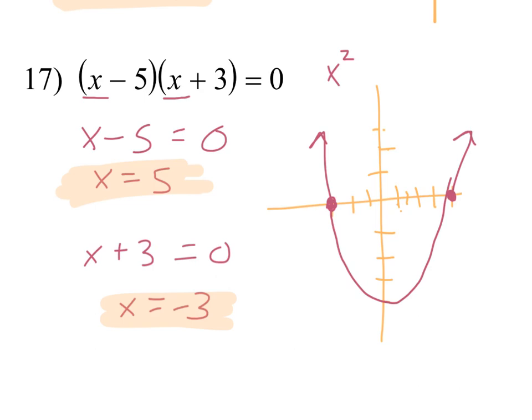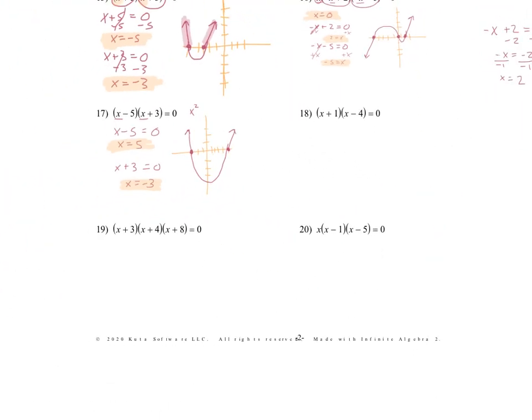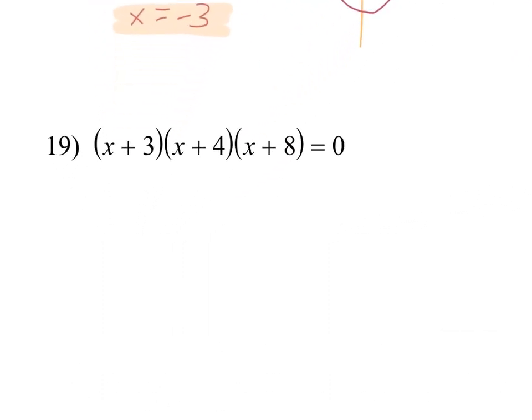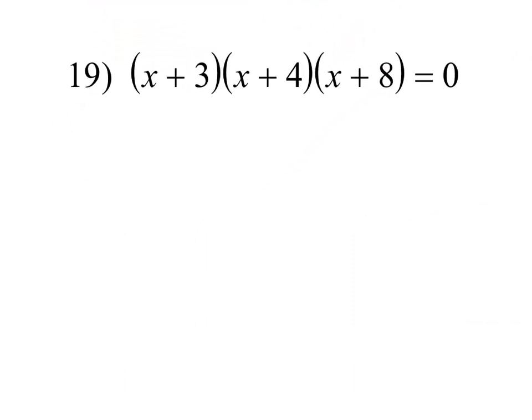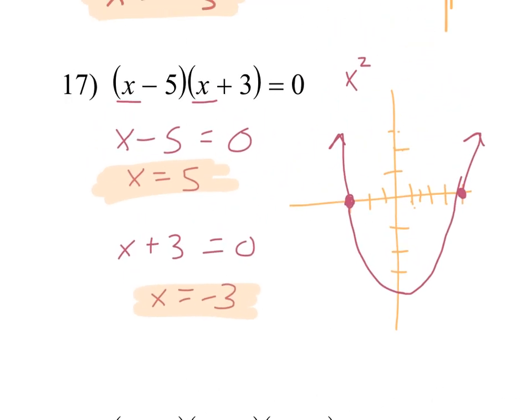Ready for the next one? Let's skip 18 because it's the same thing. Let's go to 19. Yep. 17. We have 2 x's, so it's even, so they have to be going the same direction.